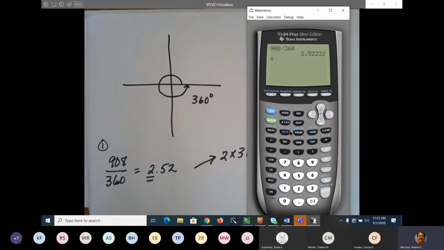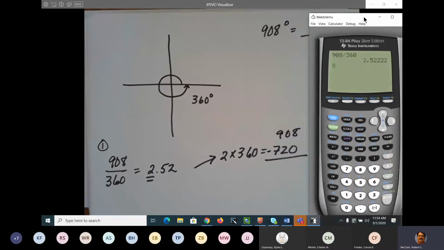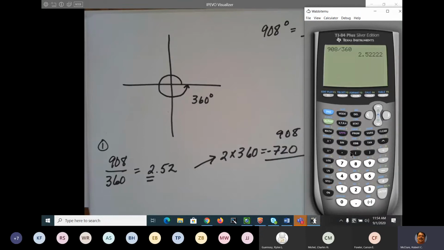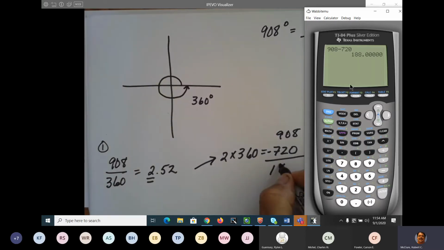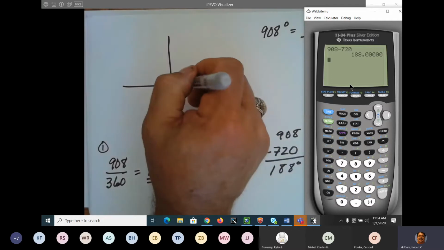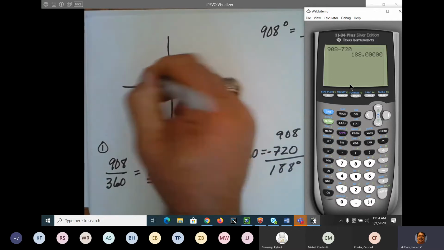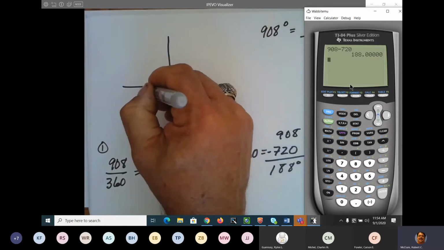Now this is the way I tell students to do it. You don't have to do it this way, but this is the way I tell students to do it. So I take 908 minus 720. And the reference angle is 188 degrees. So I'm going to take my orange pen and draw 188 degrees. Here's 180, so 188 would be right about there.